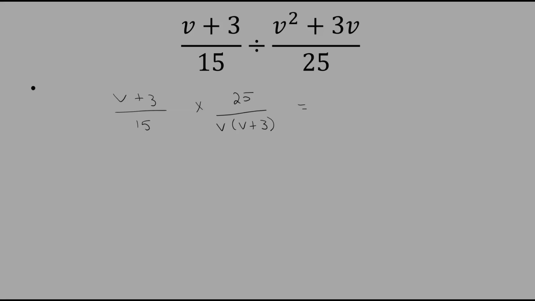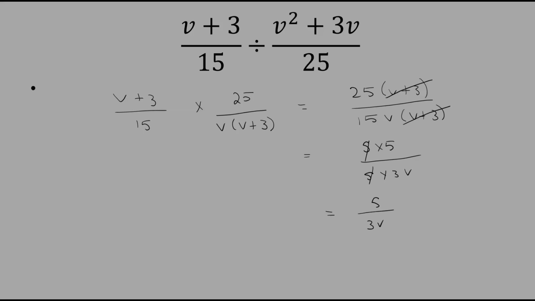And then we can write that as 25 times V plus 3 over 15V times V plus 3. Now there's quite a lot going on there. Cancel the V plus 3s. 5 goes into 25 5 times, so it's 5 times 5 over 5 times 3V. We can cancel one of those and one of those, and we're left with 5 over 3V.